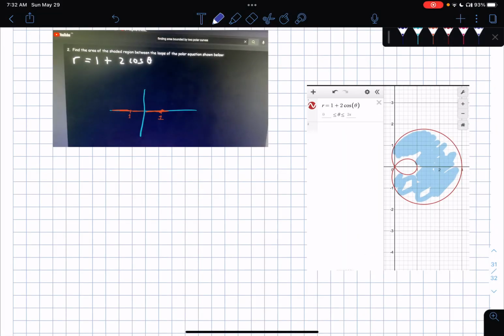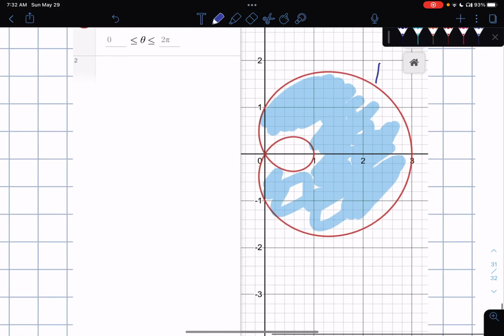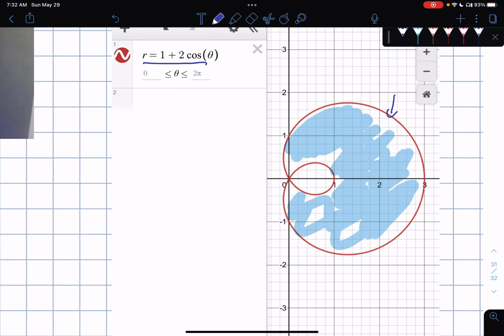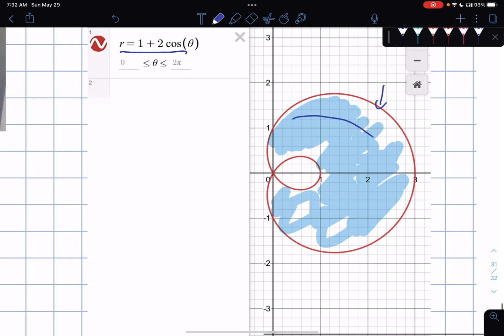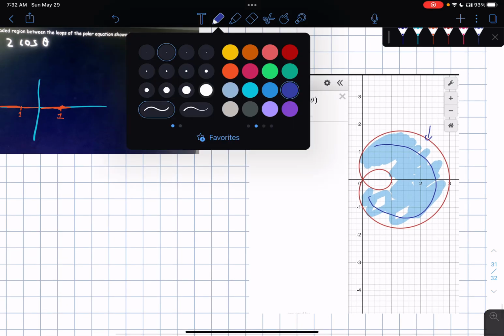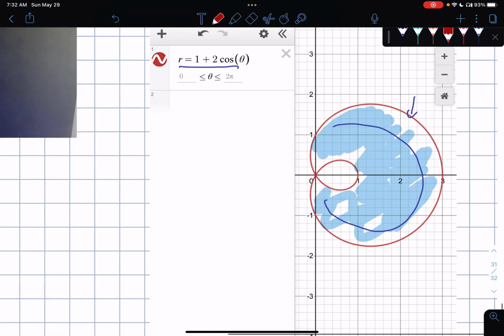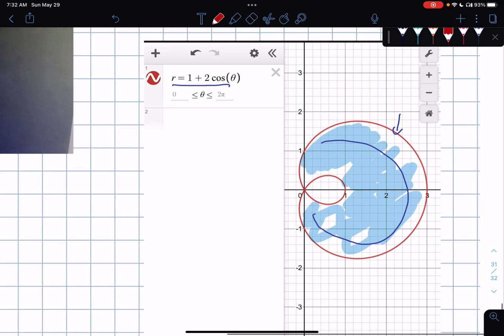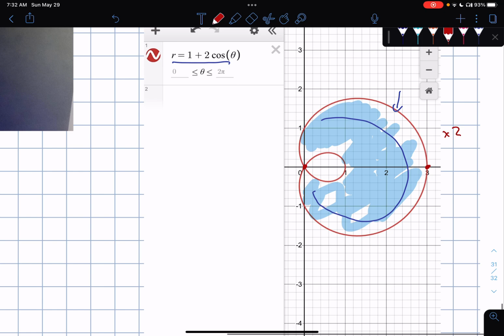So for this exercise, we want to find the region shaded here in blue. As we can see, this is the polar curve, and we have to find this whole thing, but we really don't want to find this. So we're going to have to subtract that area somehow. My strategy will be going from here to here, and then multiplying by 2, since we have some symmetry across the polar axis.